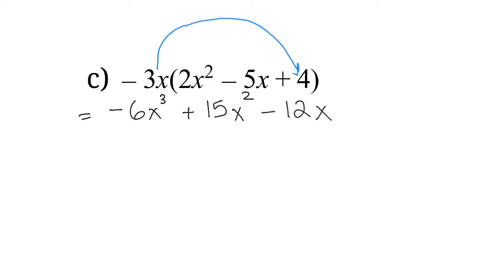When we look at what we've written, are any of these terms like terms? And the answer to that is no. X cubed is not the same as x squared, which is not the same as x. These are 3 completely different variables, so you cannot put any of them together. So this would be our final answer.